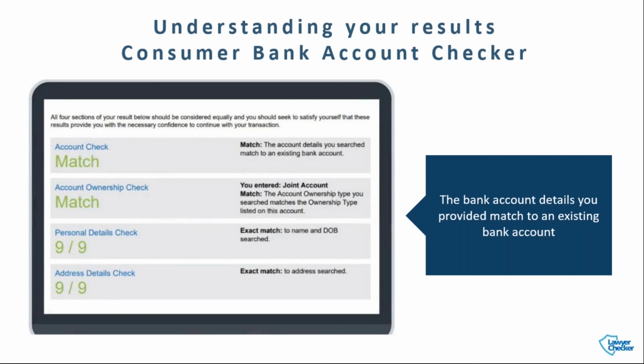Personal details check, if this is 9 out of 9, that means the name and date of birth you've entered against the client are an exact match of what has been registered with the bank. Likewise, with the address details, if that's a 9 out of 9, then the exact address has been matched.